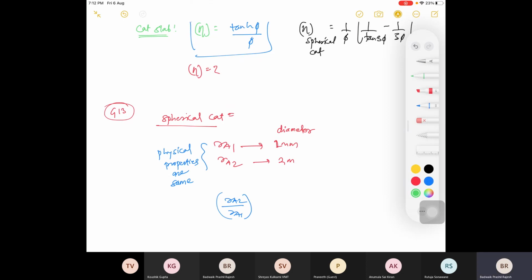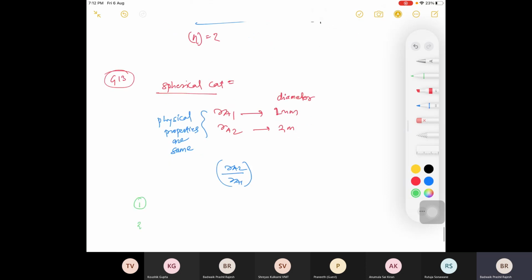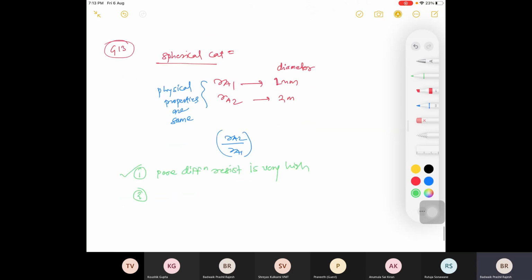And it is mentioned, please be careful, pore diffusion resistance is very high. So I am writing two cases. Pore diffusion resistance is very high. Second is pore diffusion resistance is low. So this was GATE 2013 and this may be your GATE 2022.